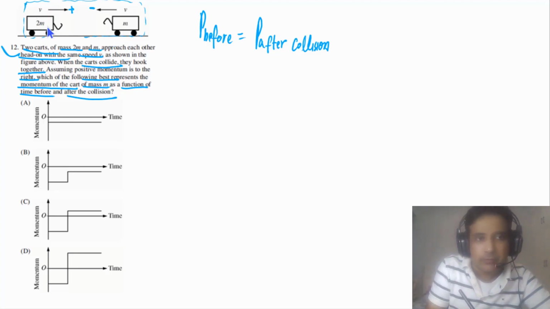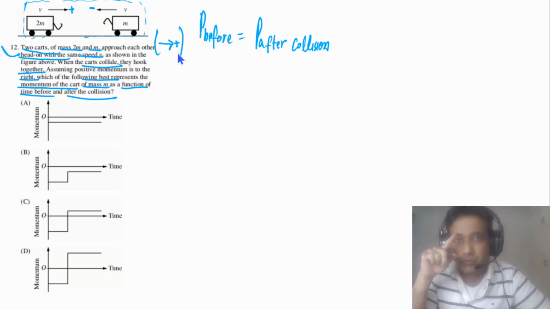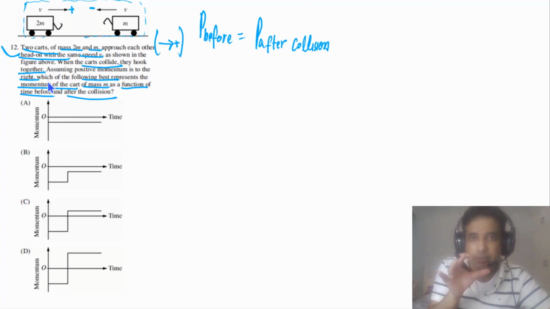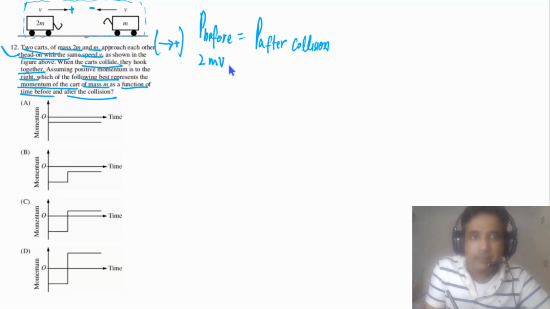If you look at momentum before, the momentum of this car we are taking to the right as positive because this is given in the question. Even if it is not given in the question, by convention we take to the right as positive, and upwards also positive, if it is not specified. So momentum of this car is equal to 2mv plus momentum of this car, which is m times minus v, because this momentum is negative.